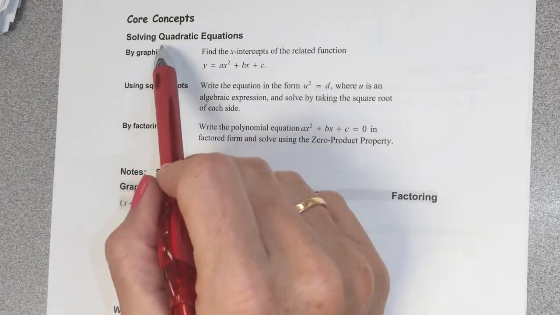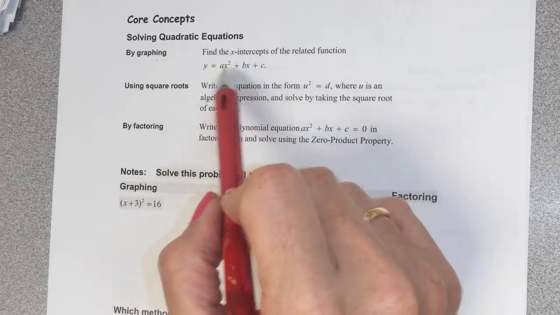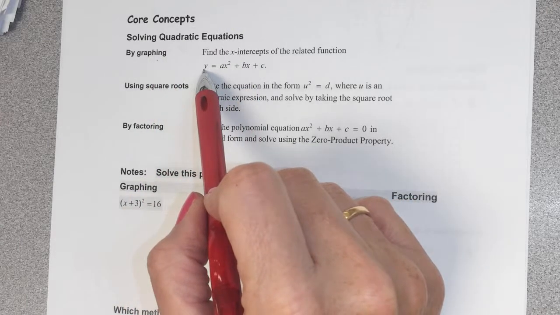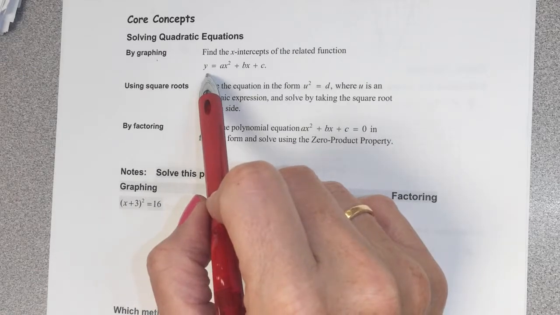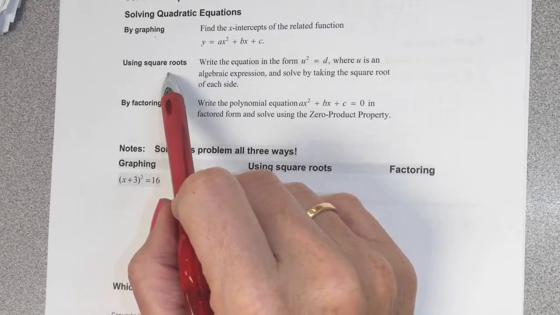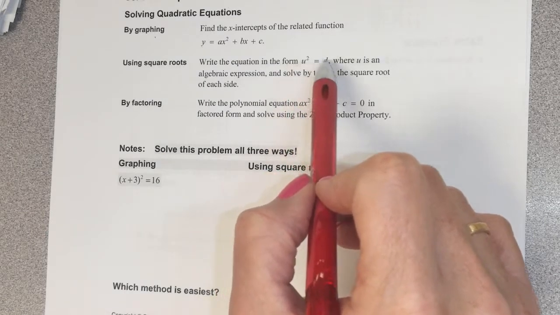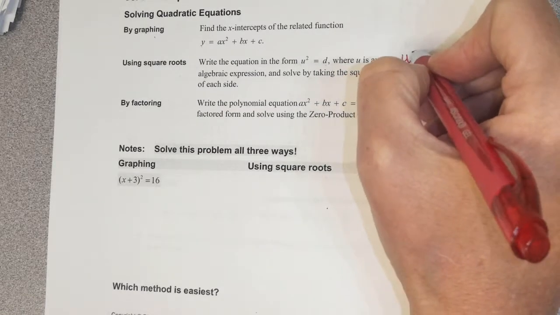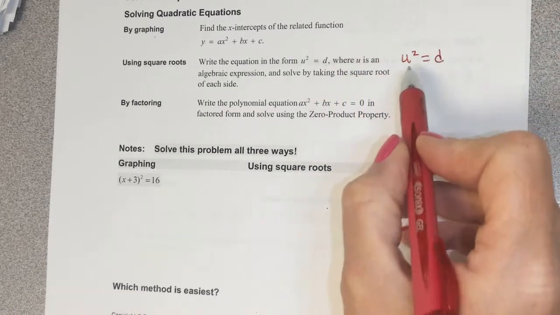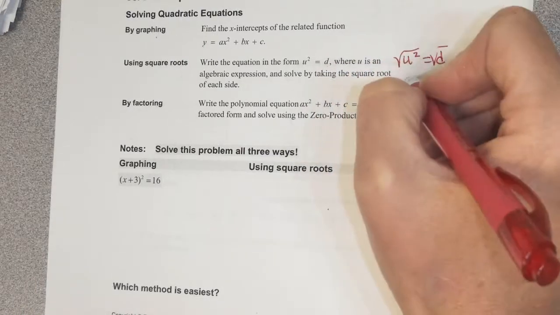Now, methods we can use. One method is by graphing. We can just find out when y equals 0, what are the x's that force the y value to be 0. We can use square roots. Anytime we have an equation in the form u squared equals d, I can solve for u. What I would have to do is take the square root of both sides.